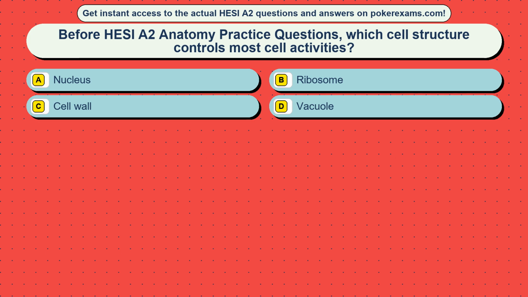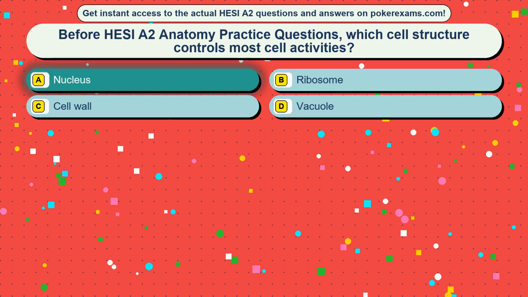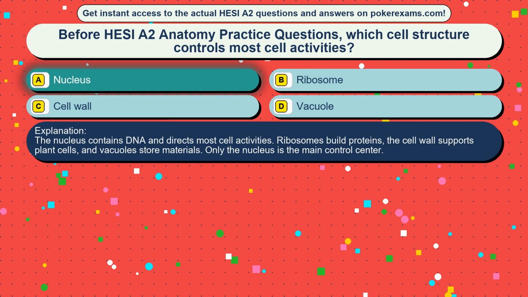Option A, nucleus. Option B, ribosome. Option C, cell wall. Option D, vacuole. The correct answer is option A, nucleus. The nucleus contains DNA and directs most cell activities. Ribosomes build proteins, the cell wall supports plant cells, and vacuoles store materials. Only the nucleus is the main control center.